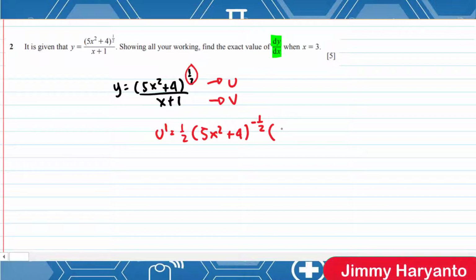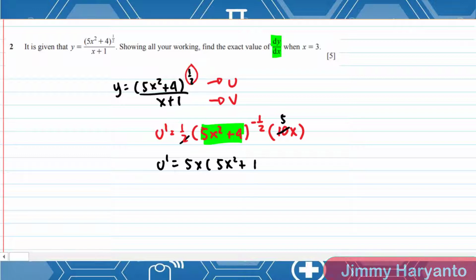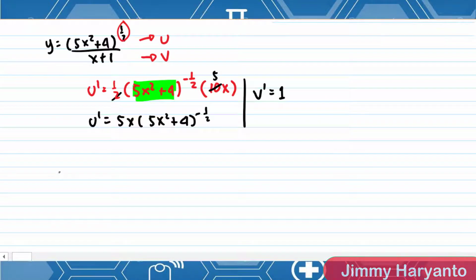And then times it again with 10x, the differentiation of the inside function. After that u accent equals 2 and 10 equals 5, so 5x in the bracket, 5x squared plus 4 to the power of negative half. This is u accent. And then v accent is the differentiation of x plus 1, which will be 1.